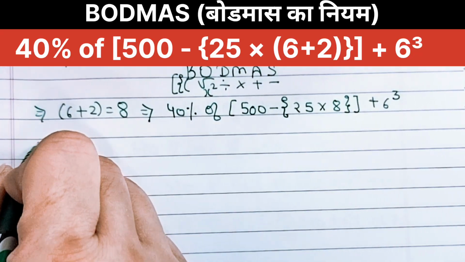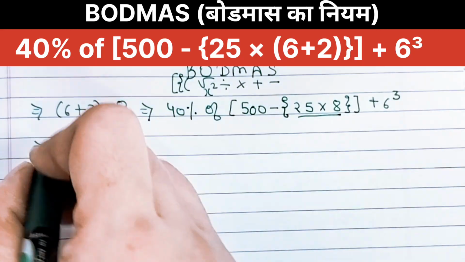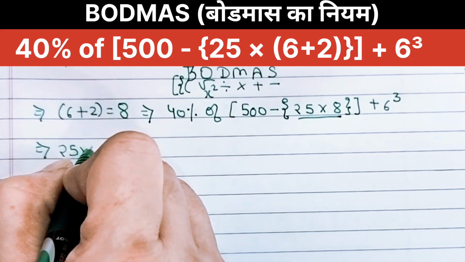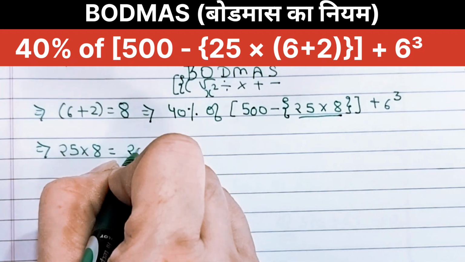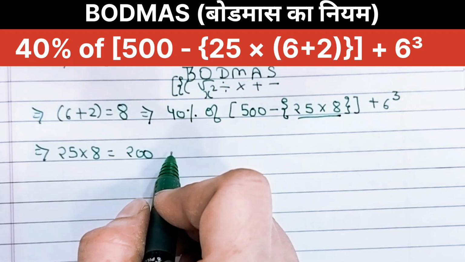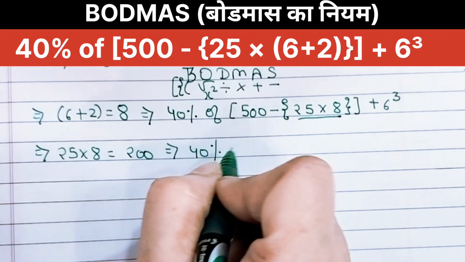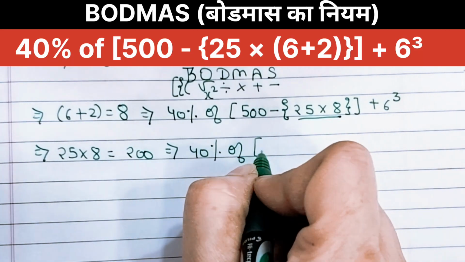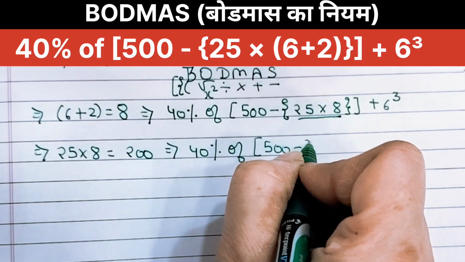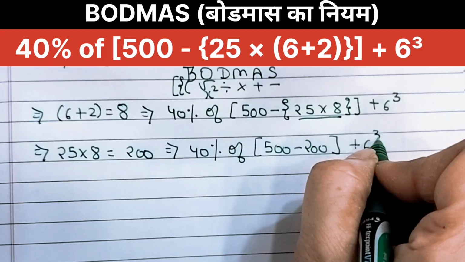Move to the next step. According to the next step, we solve the curly braces. In the curly braces, we have to multiply 25 multiplied by 8. It will become 200. According to this step, we move outward to the next set of brackets. And now the current expression becomes 40% of [500 minus 200] plus 6 power cube.